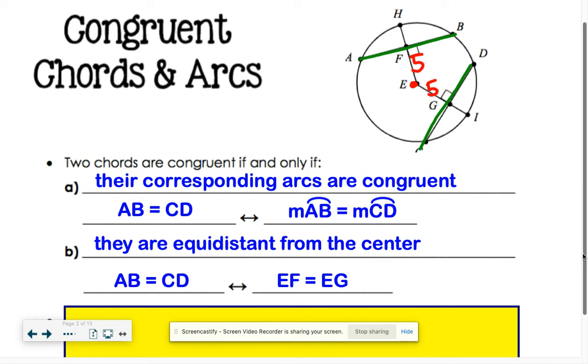And then, folks, these little arrows mean it can go either way. So if we knew that the chords were equal, then we would know the other part would be true as well. So again, key takeaways here, folks, is if we have congruent arcs, then those chords are equal, or if they are the same distance away from the center, your chords are equal.